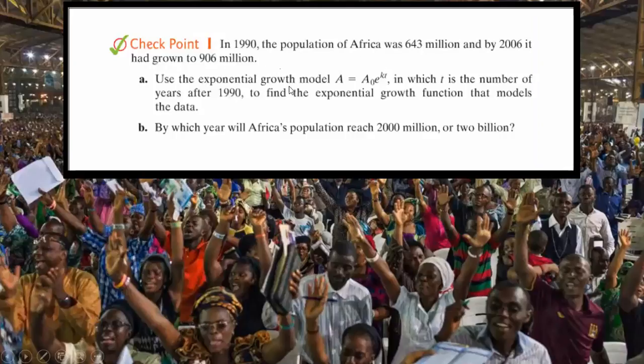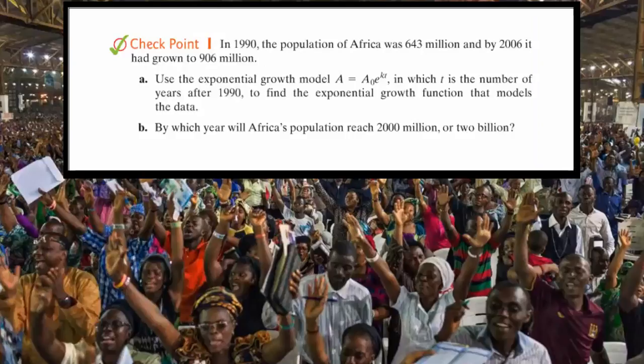The question has two parts. The first part says, use the exponential growth model, and then they give you the formula, in which t is the number of years after 1990, to find the exponential growth function that models the data. So the problem is asking us to come up with a function. So a function is a formula. So we don't expect the answer to be a number. We expect the answer to be an equation with variables in it.